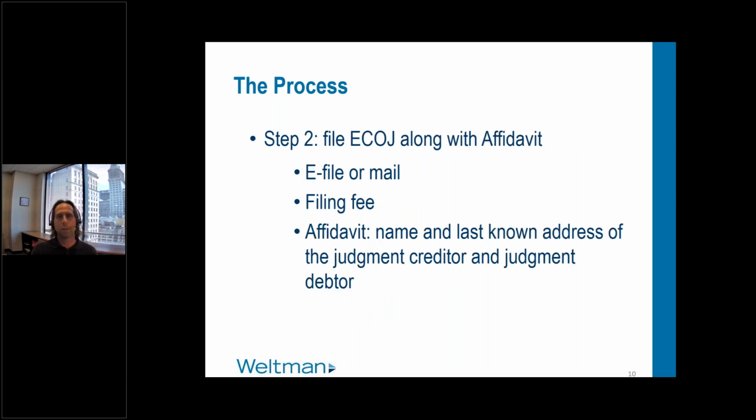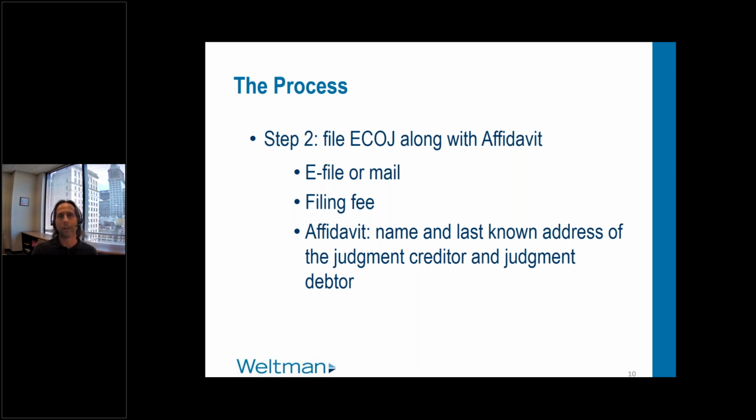Okay, moving on to step 2 in the process. So you've got your ECOJ in hand, and now it's time to actually file it, or send it off for filing in the new court, in the new jurisdiction. You're first going to want to find out, how do I do that? Do we electronically file it, because so much is done electronically now, or do we do it by traditional mail? In theory, it's still mainly done by mail.